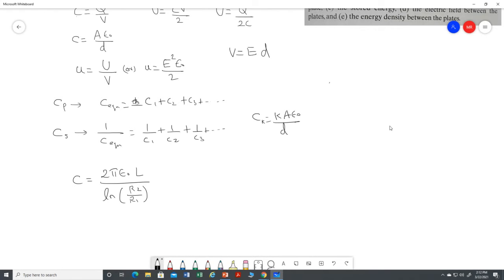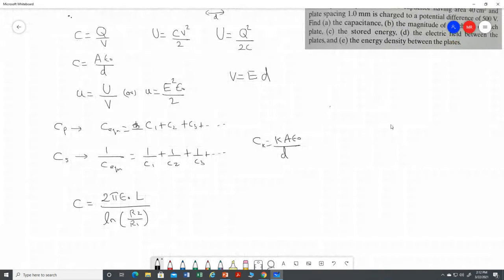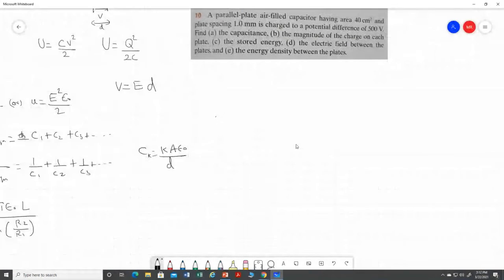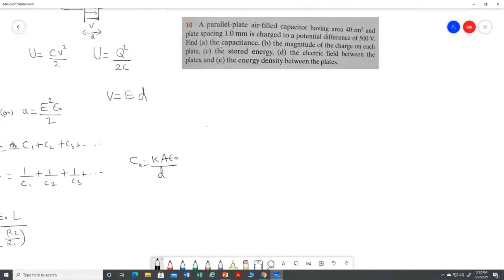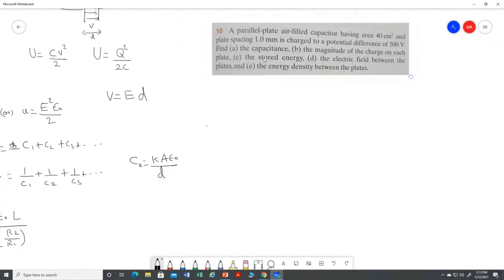Clear? Understand? Yes. Okay, now we are going to solve this question. My dear, listen carefully. This question has 5 parts, so read the question very carefully. The parallel plate air filled capacitor. What is the meaning of air filled, my dear? For example, the capacitor will be like this. It should be separated by some distance d. Am I right?